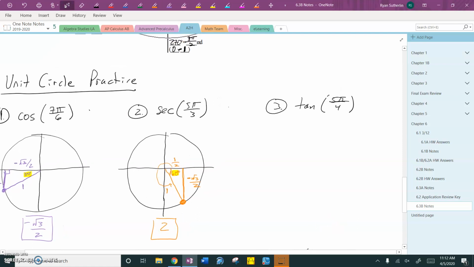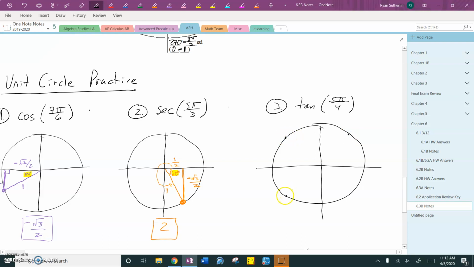Tangent of 5 pi over 4. So I'm going to do this one without even looking back at the unit circle. So remember our pi over 4s. This went 1 pi over 4, 3 pi over 4, so here is 5 pi over 4. So 5 pi over 4 puts us in the third quadrant.